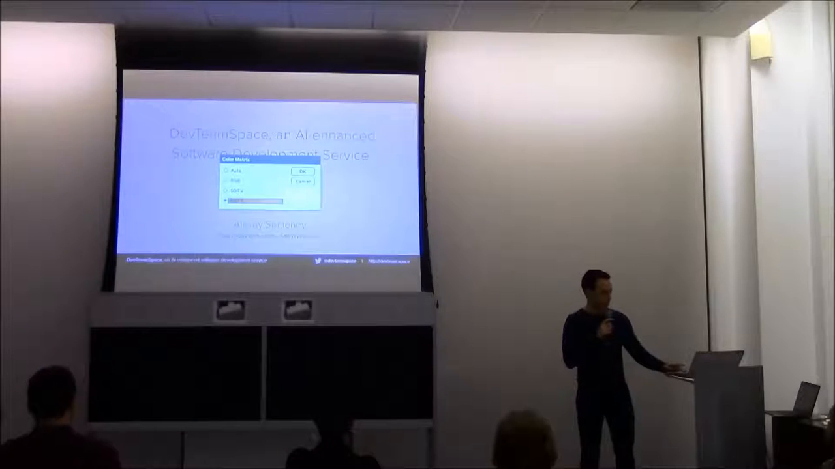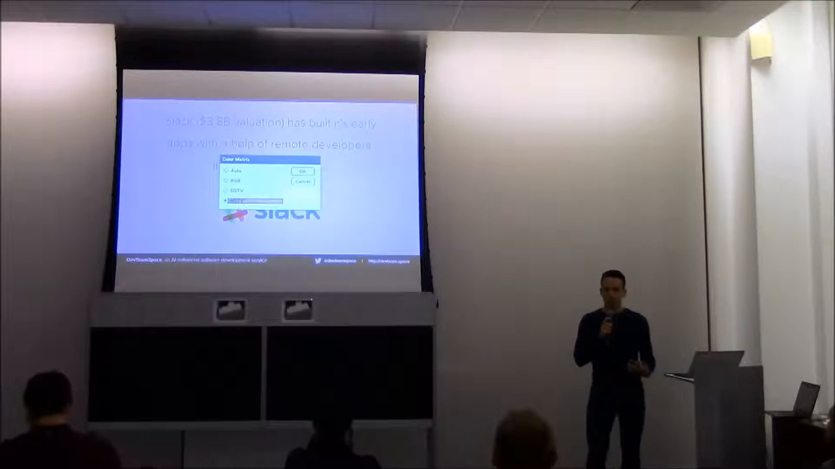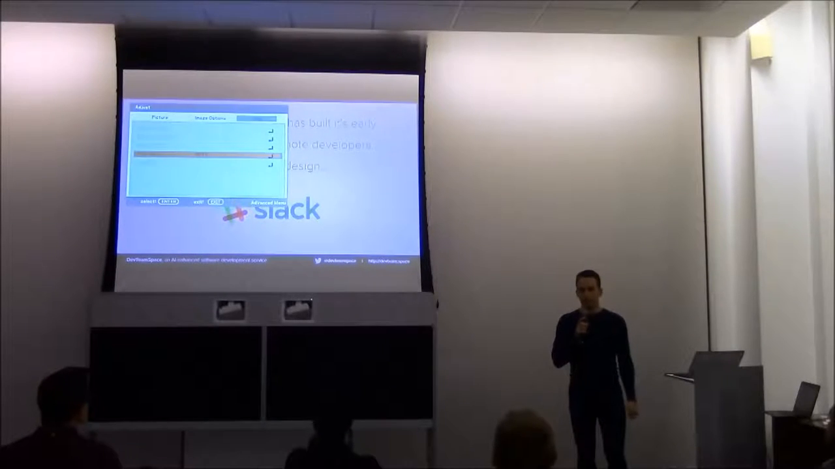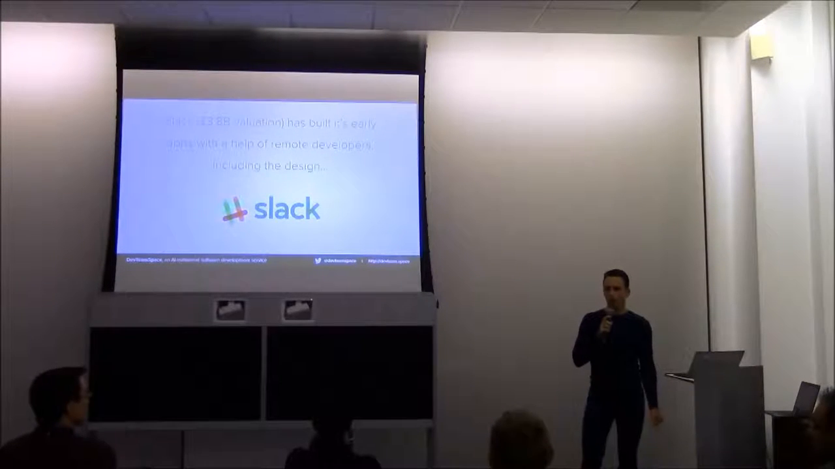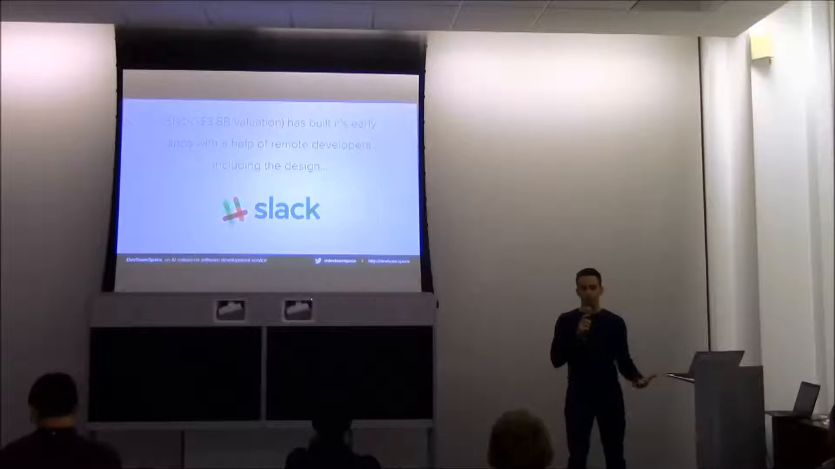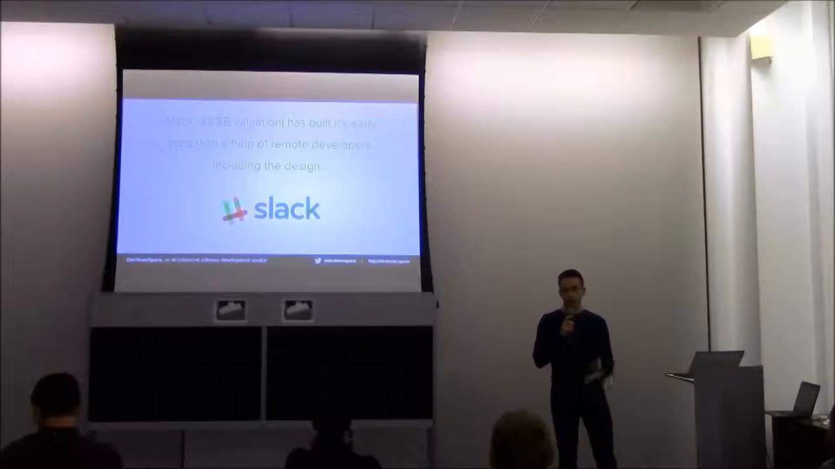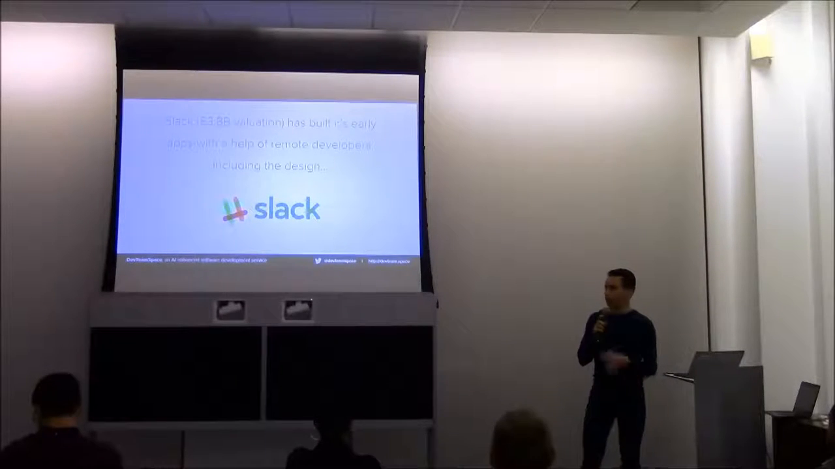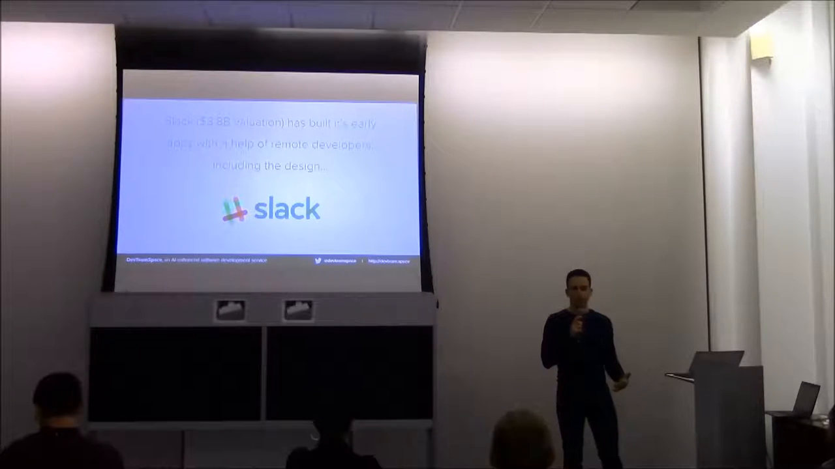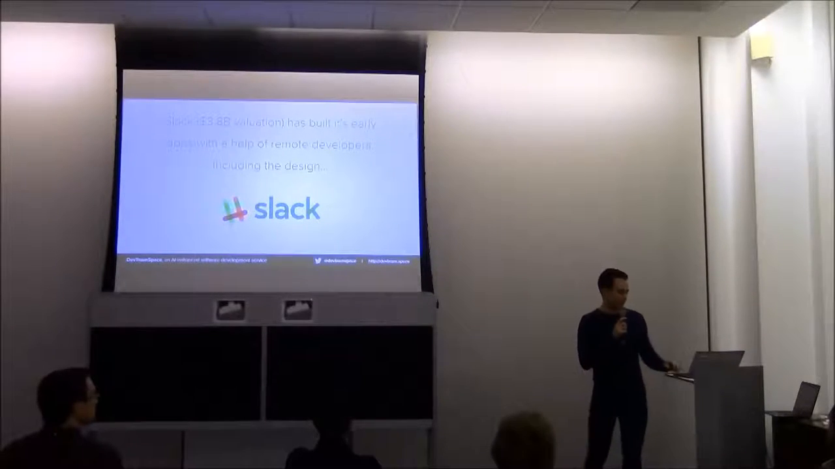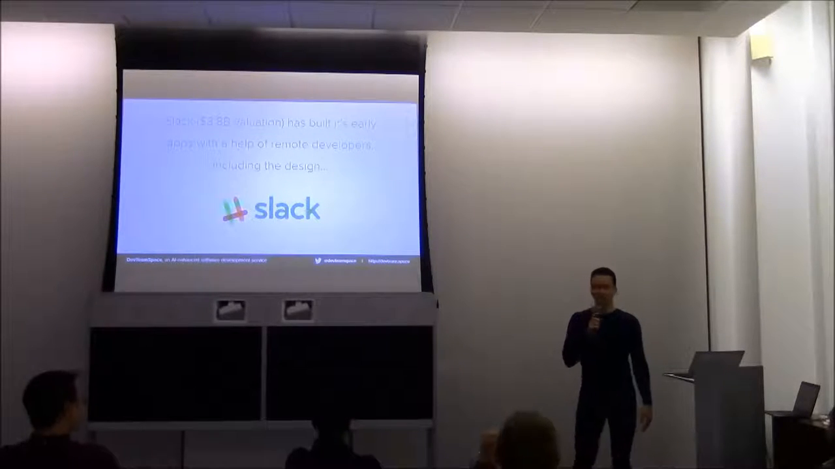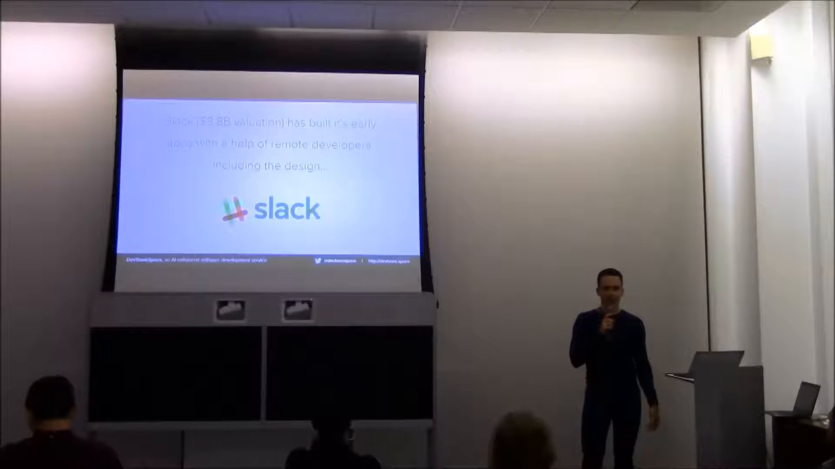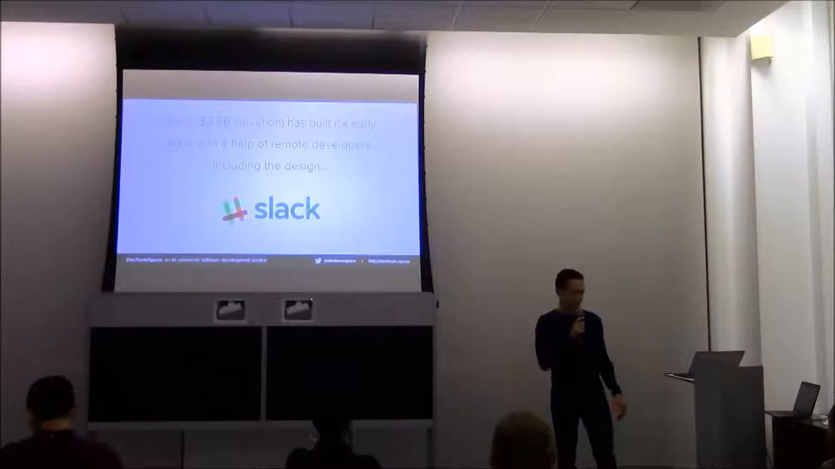Actually, not many of you know that even large companies these days build their minimum viable products and prototypes with the help of remote developers or agencies. And very few people know that even the recent billion-dollar company Slack built their mobile applications, including the design, with the help of a San Francisco-based agency.